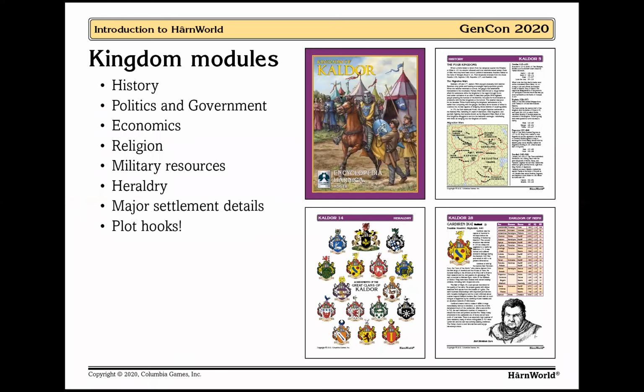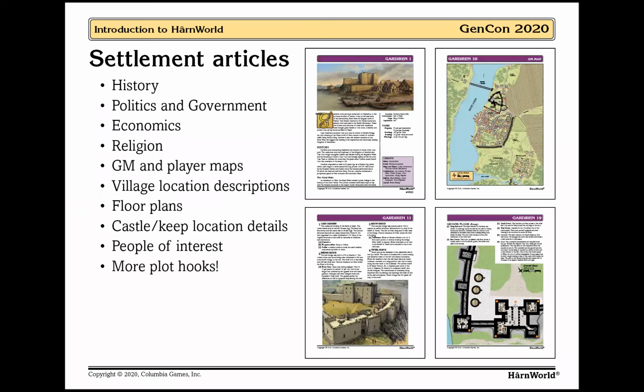And inside a kingdom, there are settlement articles. For, again, a smaller geographical area, we delve into those same topics: history, politics, government, economics, religion, and give you much greater detail at that settlement level. This is the article for Gardirin, the seat of the Earl of Neff that I just showed. We have a lot of really good artwork in there, floor plans for the castle and potentially some other locations, descriptions of village locations, descriptions of the castle, lots of floor plans and maps, and of course, more plot hooks.